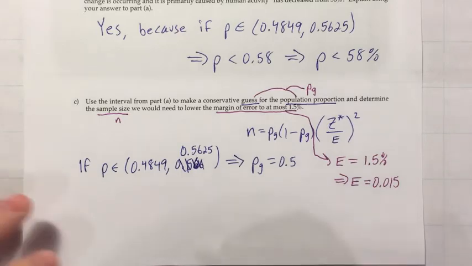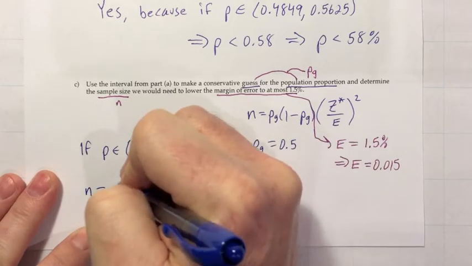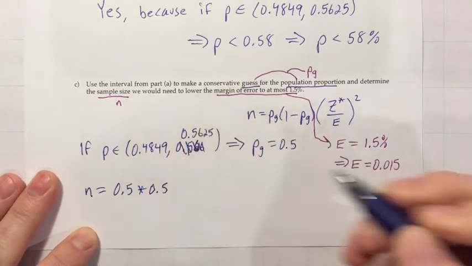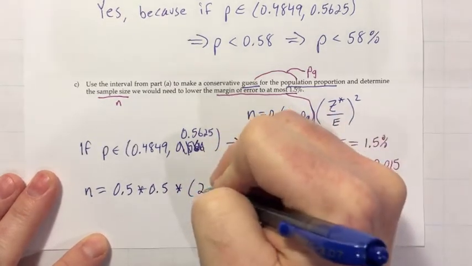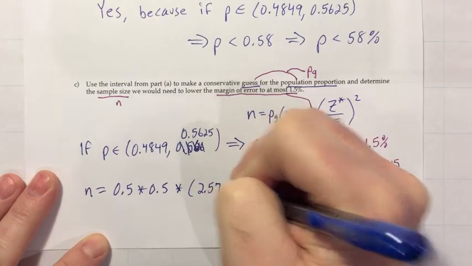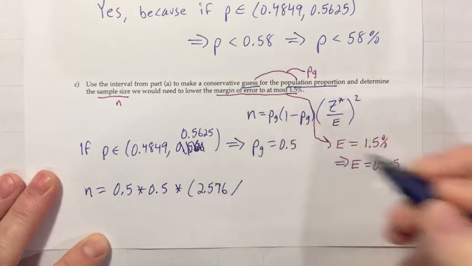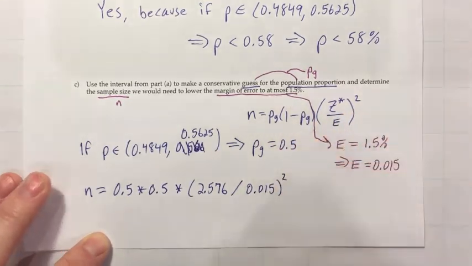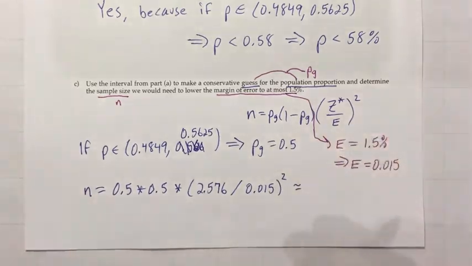So let's figure out our sample size as well. So N is going to be our guess at P, 0.5, times 1 minus that, which would also be 0.5, and then times our Z score, which is 2.576 if we're doing 99% confidence, and we're sticking with that. And then divided by E, which is 0.015, and then that whole fraction would be squared. And I wrote that down basically in the way it would look on our calculator. So let's go ahead and enter it in.